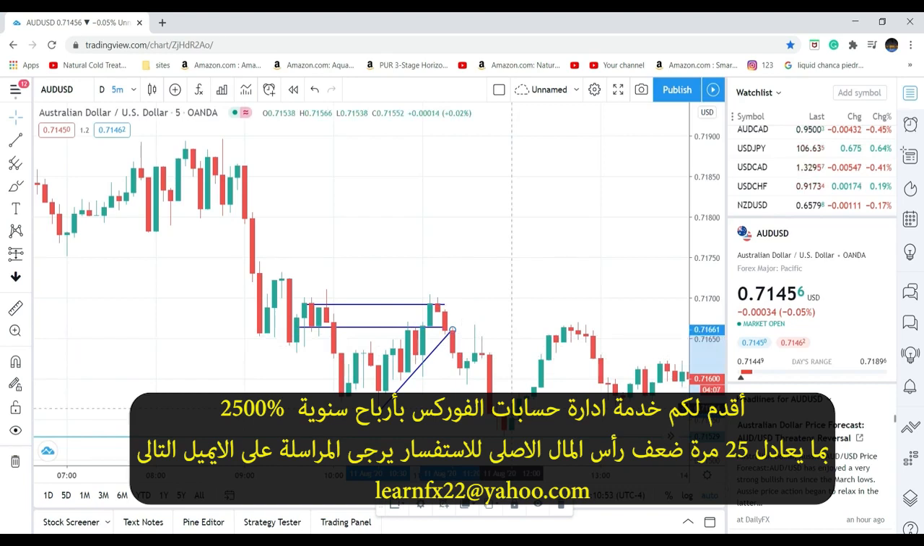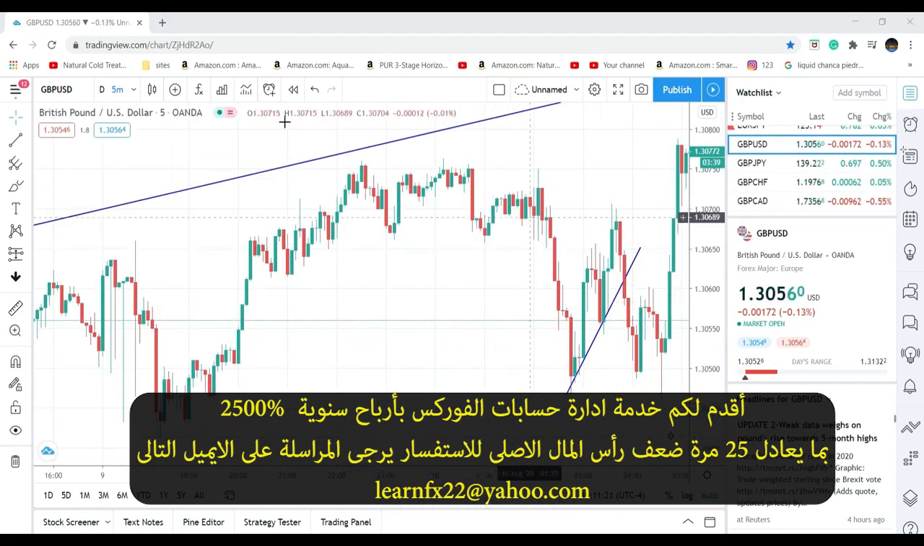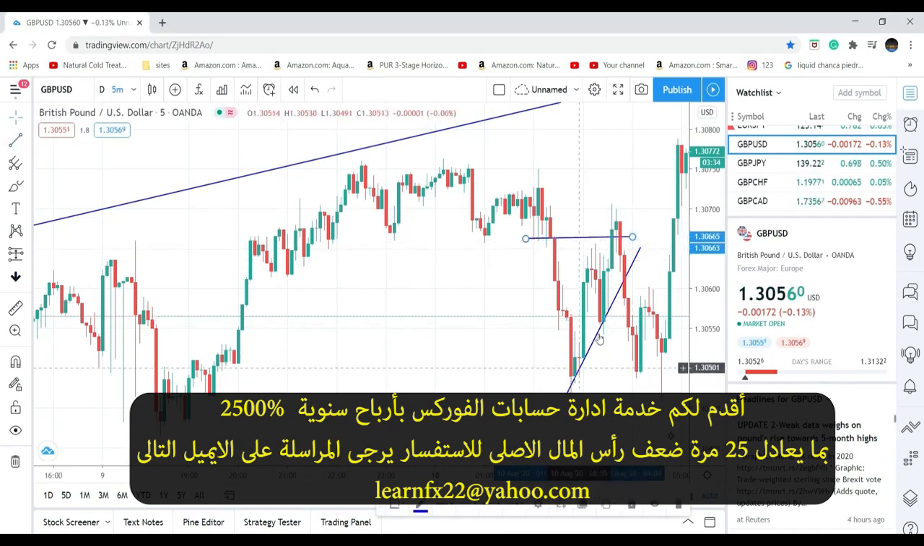Let me show you guys another example. Right here, we have the British pound. We have supply right here, guys. Came back to it. We have a nice trend line break. Now this is 2 connections right here.